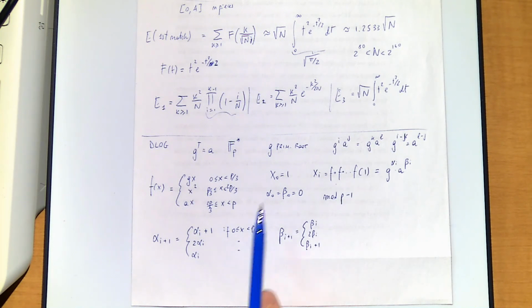We start from x equal to 1, we apply f a bunch of times, and basically the only thing that happens is either I multiply by g, or I multiply by a, or I square. And if I square, actually, I'm touching both exponents, right? In the other two cases, I'm actually increasing one or increasing the other. Okay, so now, this is how I deal with the x.